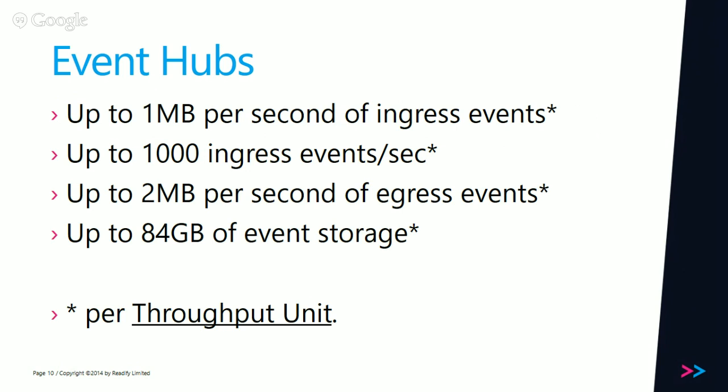Whilst you can receive events at 1 megabyte per second, you can also read events out of the event hub at 2 megabytes per second. The reason for that, of course, is to enable the backend system to be able to catch up with the number of events you're receiving. And then you've also got the ability to store events over a period of time. So Event Hubs don't just delete the events once you've received them.